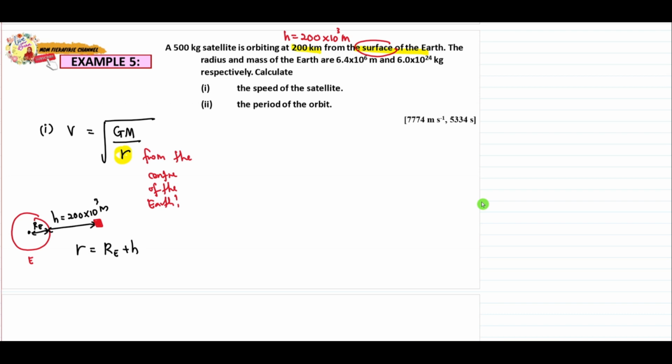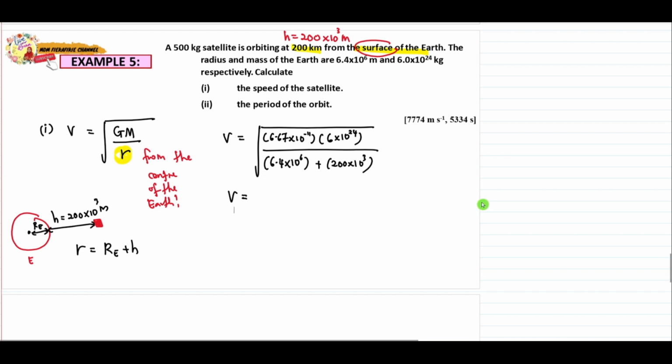Now we can calculate straight away. V is equal to square root of 6.67 times 10 to the power of negative 11, and the mass of the Earth is given as 6 times 10 to the power of 24, over R, which is the radius of the Earth plus the height from the surface of the Earth, 200 kilometers. Press the calculator carefully. You will get the tangential velocity, or the speed of the satellite, is equal to 7786.9 meters per second.